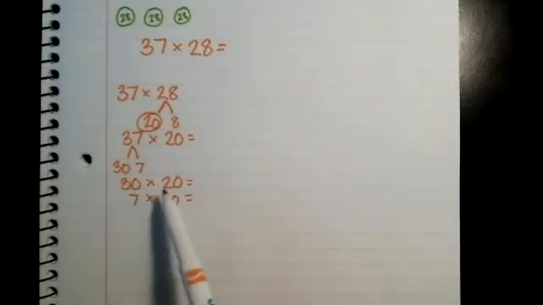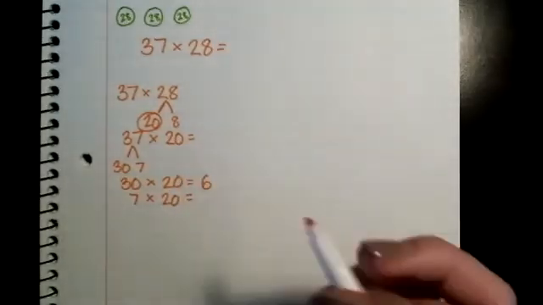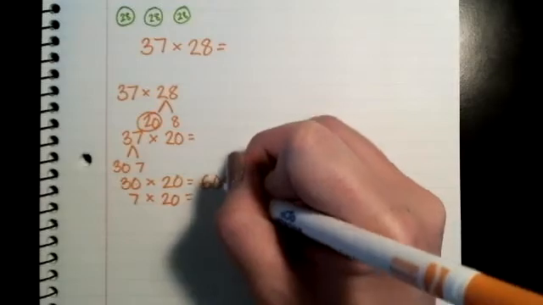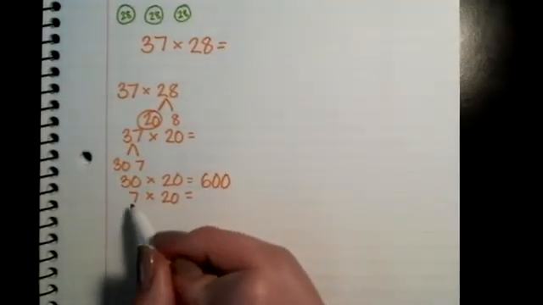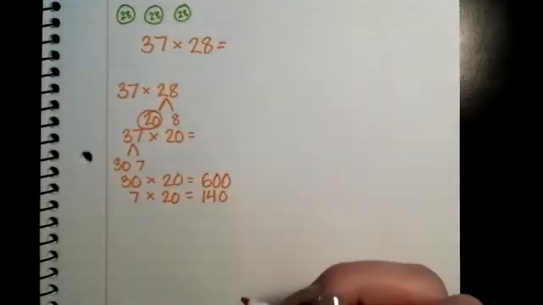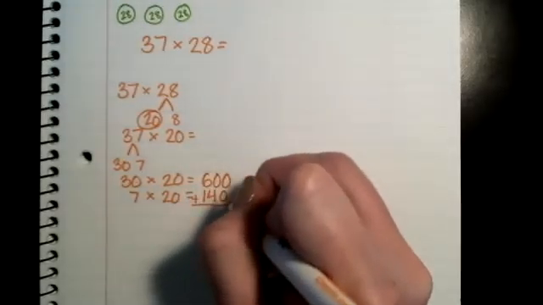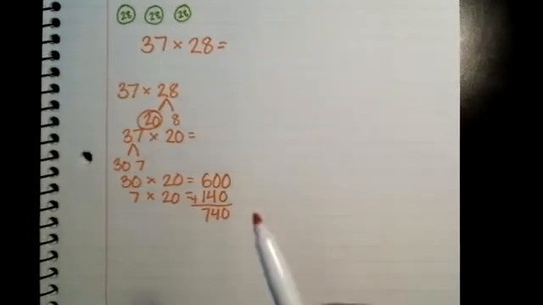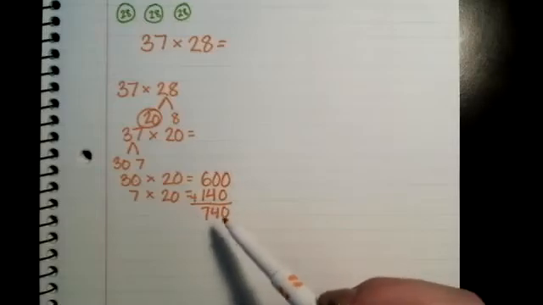Okay, so let's look at these two problems I just set up for myself by breaking apart the 37. I've got 30 times 20. Well, 3 times 2, I know that one, that's 6. That's pretty easy. And then I have a 10 and another 10, so that means 2 place value shifts, 600. All right, next one, 7 times 20. 7 times 2 is 14, and 1 place value shift, so that's 140. Great. Okay, so I've got that part. I can go ahead and add that up. 740. So 37 times 20 is going to be 740.